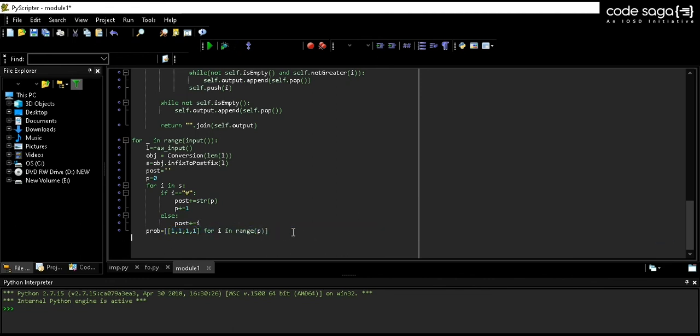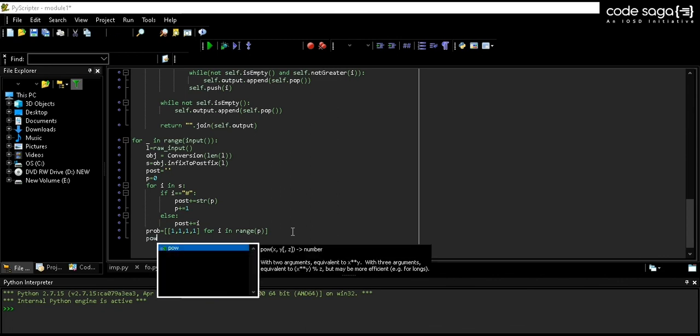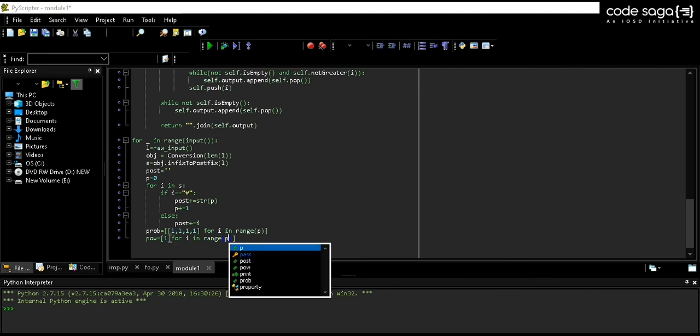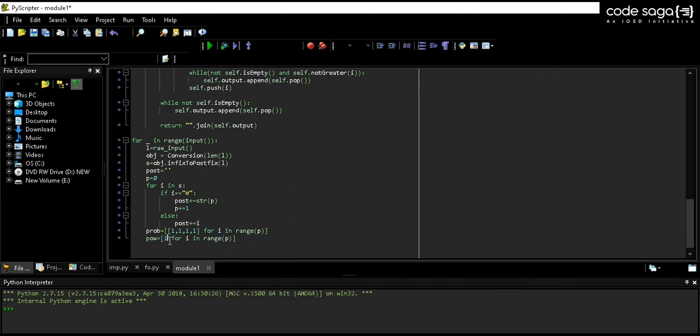I can also make a power array that denotes the denominator, which will be 4 raised to the power 1 at the beginning for all, and I will increase the power here, as I do not need to again calculate 4 raised to the power 3, 4 raised to the power 4, etc. So I'll just keep it at 1, 2, 3, 4, etc.